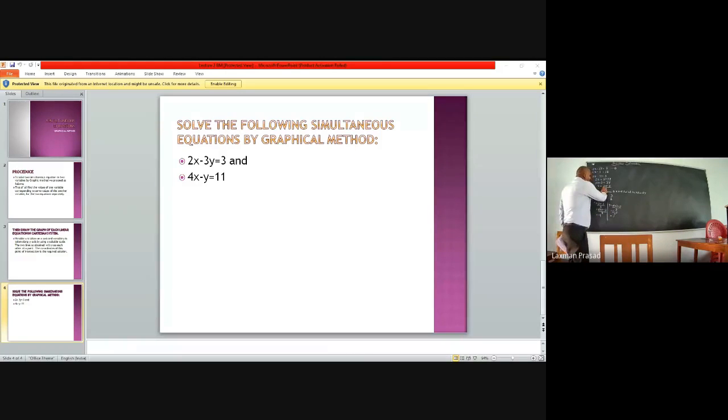y equals 2x minus 3 divided by 3, if the value of x is 3. So putting the value of x as 3 in this equation, 2 3s are 6, minus 3, divided by 3. So 6 minus 3 equals 3, divided by 3 equals 1.